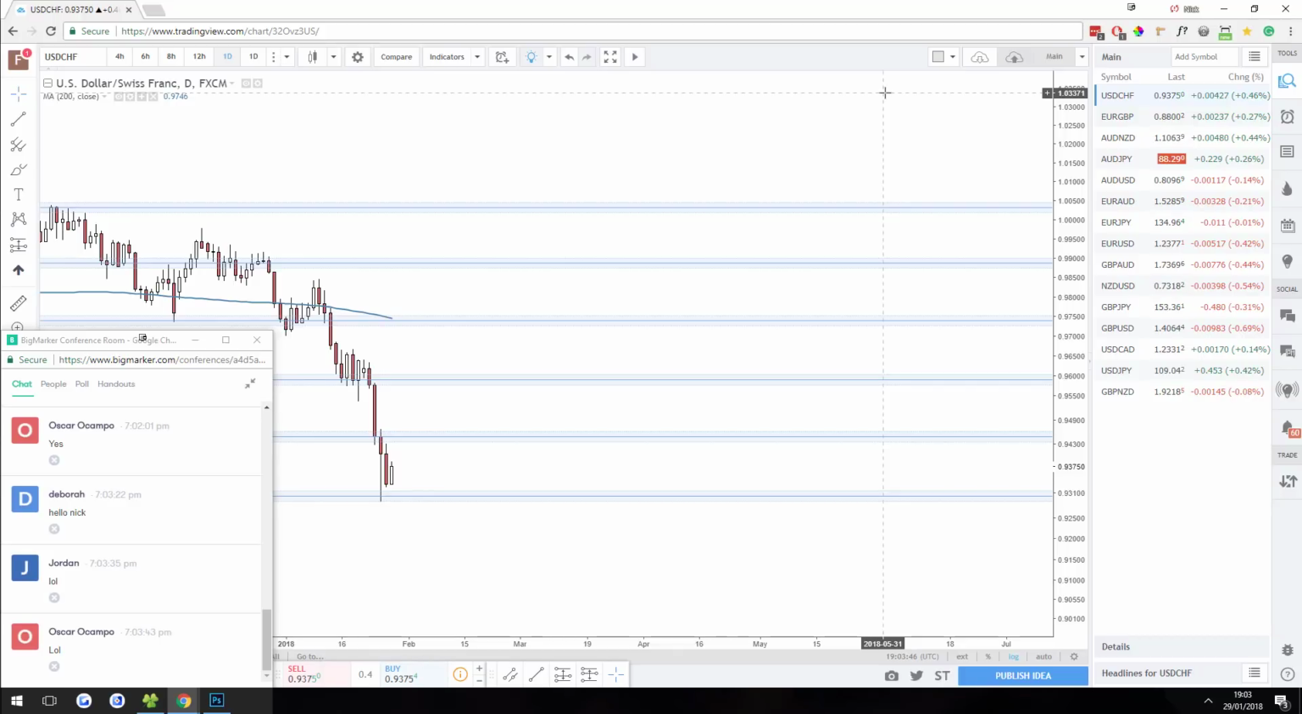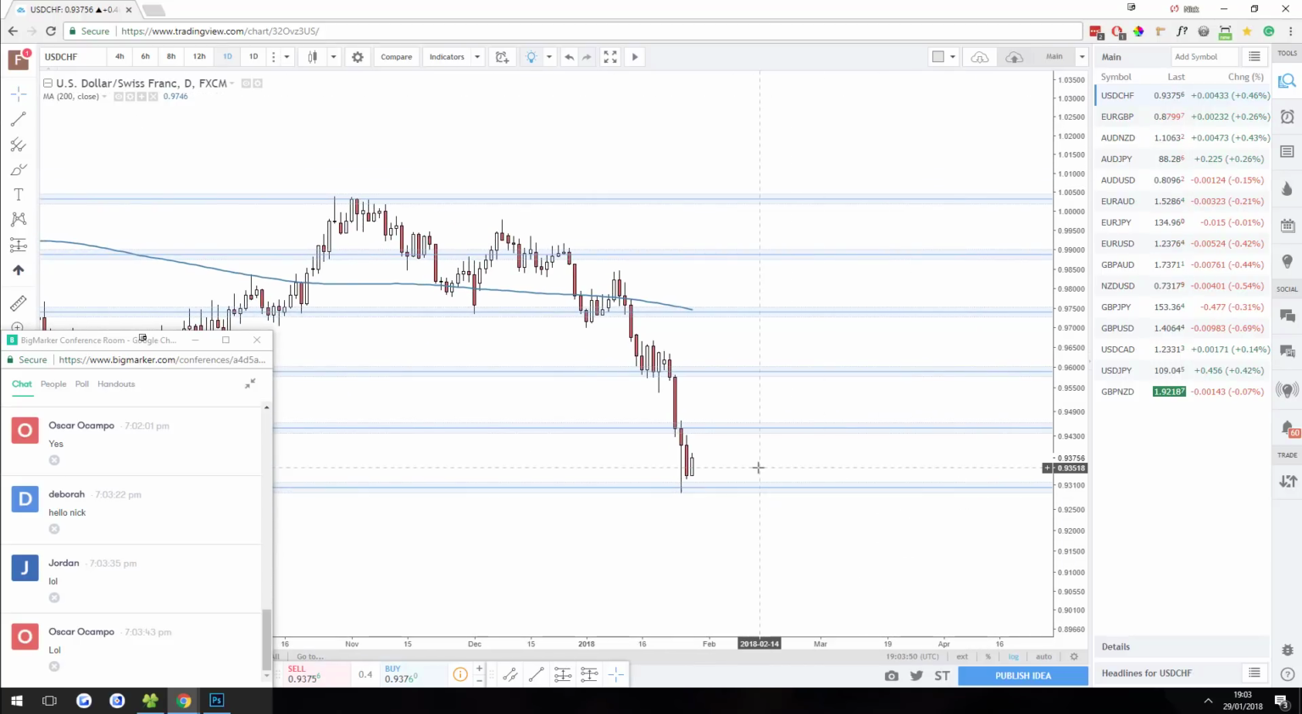This is an analysis webinar. So what we're going to be doing is looking for price action setups. We're going to be looking for continuation setups with the trend. We're going to be looking for reversal setups against the trend.